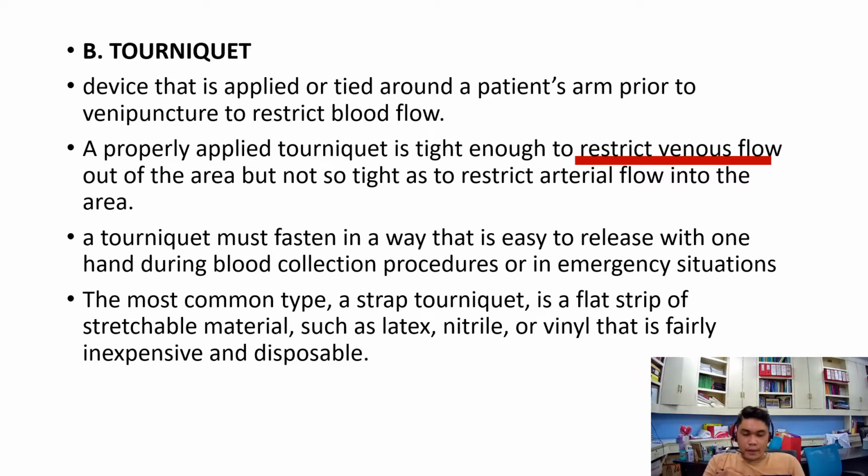A tourniquet must fasten in a way that is easy to release with one hand during blood collection procedures or in emergency situations. The most common type, a strap tourniquet, is a flat strip of stretchable material such as latex, nitrile, or vinyl that is fairly inexpensive and disposable. Those are some of the characteristics of a tourniquet.